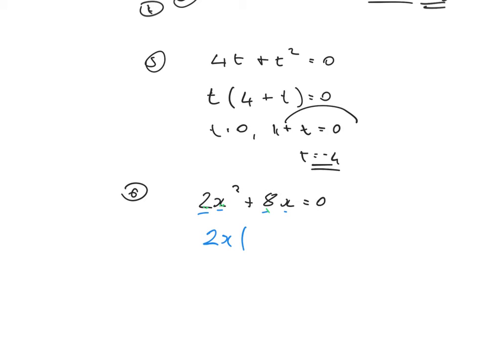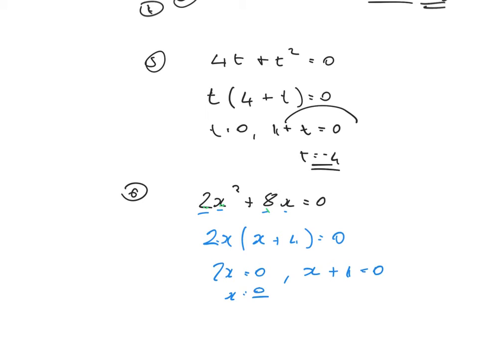so I can take 2x. 2x times what gives me 2x squared? Well, that's x, because 2x times x is 2x squared. 2x times what gives me 8x? That's 4. So now I've got that equals 0 or that equals 0. So I've got 2x equals 0 or x plus 4 equals 0.